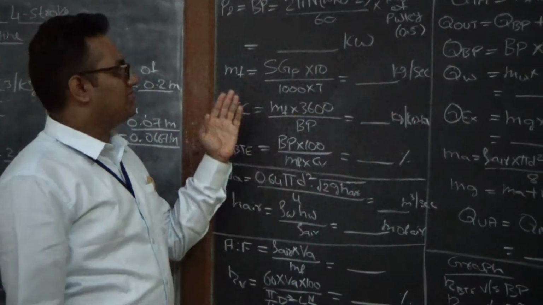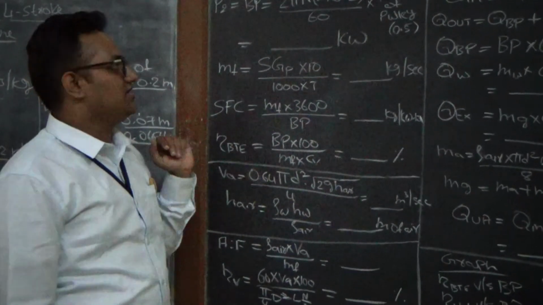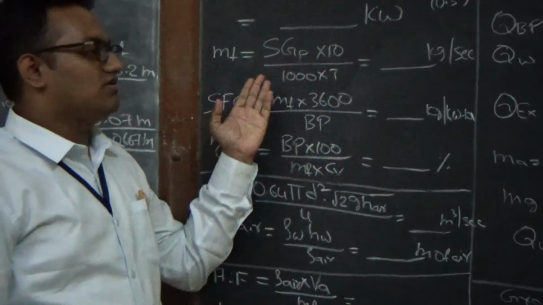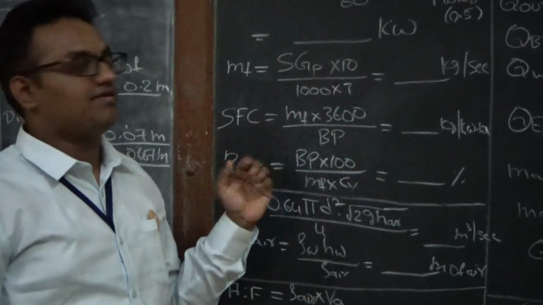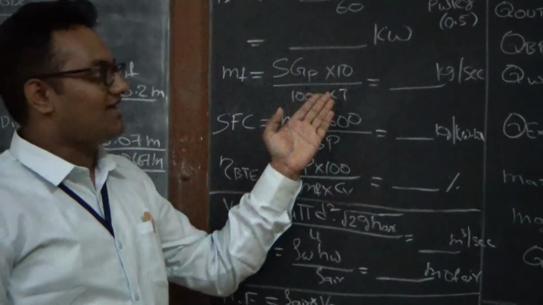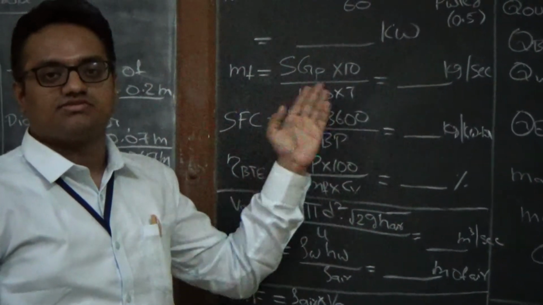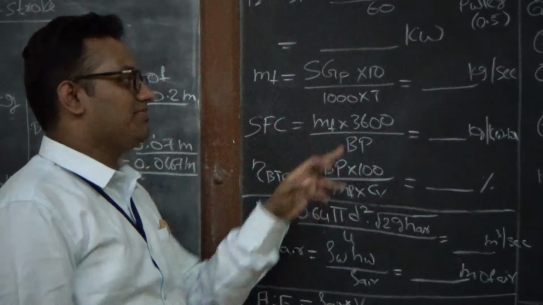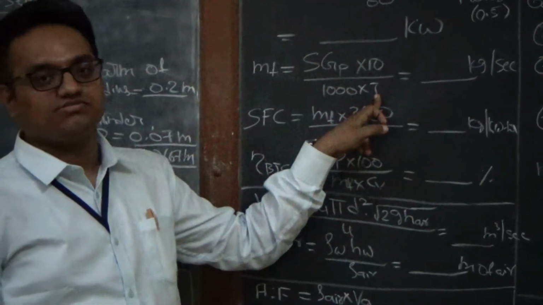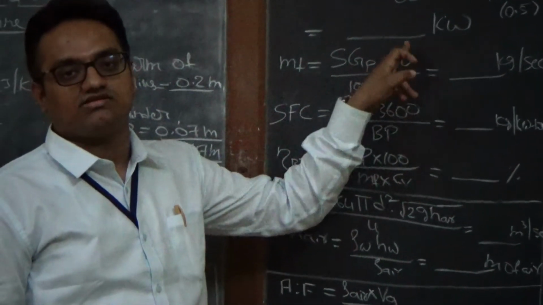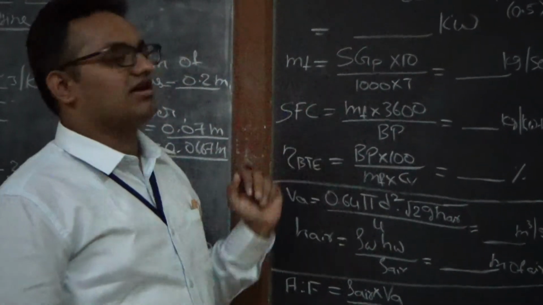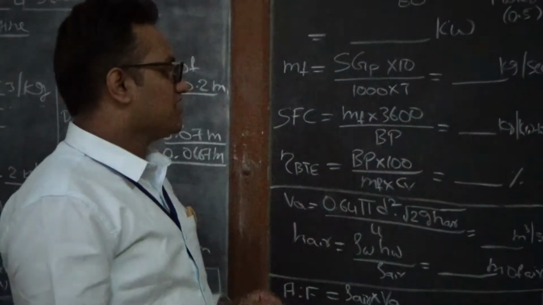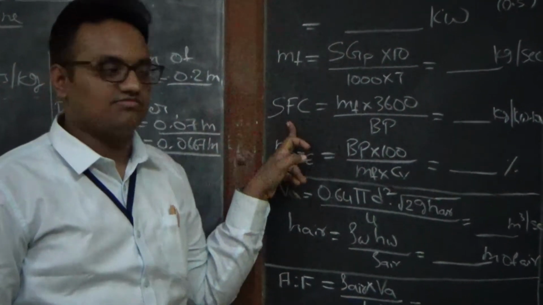Following that, we have the mass of fuel consumption. We have the specific gravity of petrol, which we know from our observation. We have into 10, as I already said, that's basically 10 ml of fuel consumption. That's the time taken, T, for consumption of 10 ml, and the conversion by 1000 will give us the result in kg per second. Following that, specific fuel consumption.